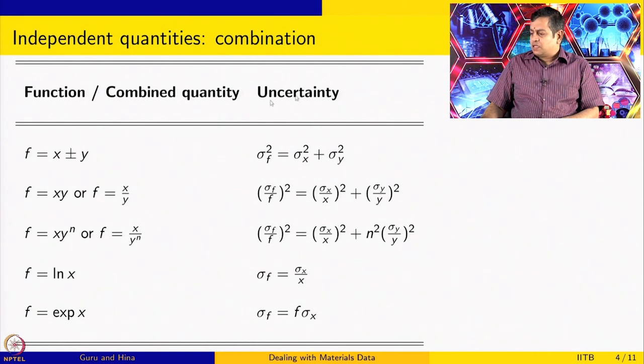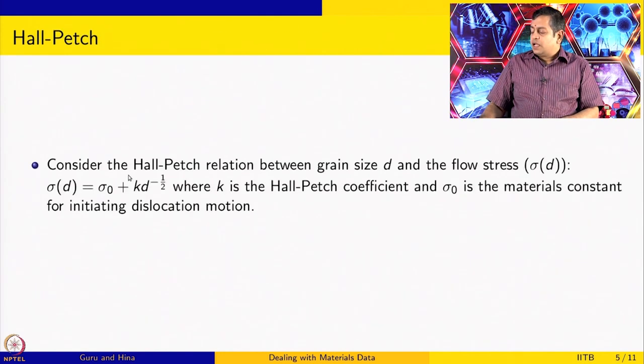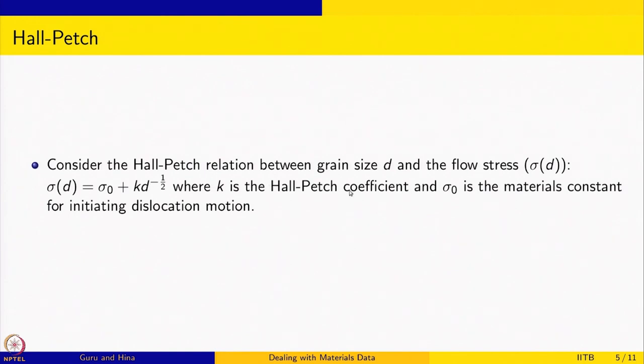So, these are the formulas that one can use, but in all this we are assuming that the uncertainties in x, y are independent. If it is not so, you have to also consider the covariances. Now, let us consider the Hall-Petch relation between grain size d and the flow stress sigma of d. Sigma of d is known to be sigma naught plus k d to the power minus half, where k is the Hall-Petch coefficient. This relationship, assuming that it is d to the power minus half, is due to Hall-Petch. So, this constant that you will get if you fit to this functional form is known as Hall-Petch coefficient, and sigma 0 is the material constant for initiating the dislocation motion.